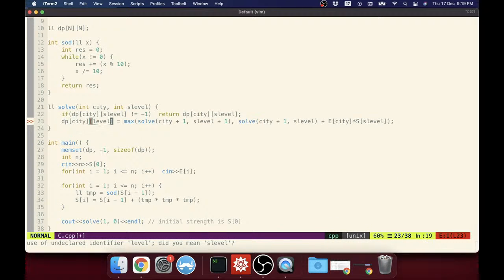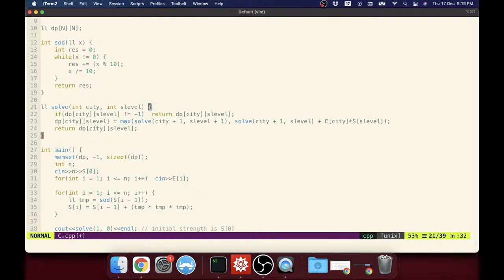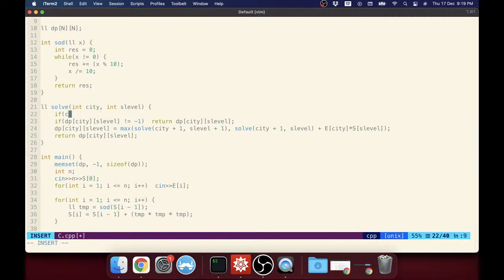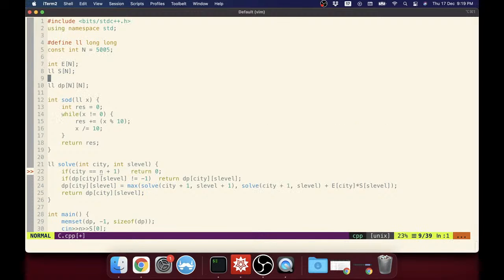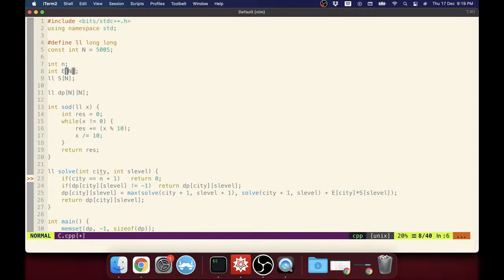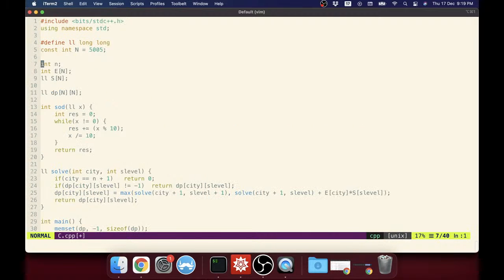Right, and then you return dp city s11. What about the base case? If city is equal to n+1, then we should just return 0. We don't care which level we are on, if we've exceeded all the cities, because I'm using the variable n here, that's why I made n global.